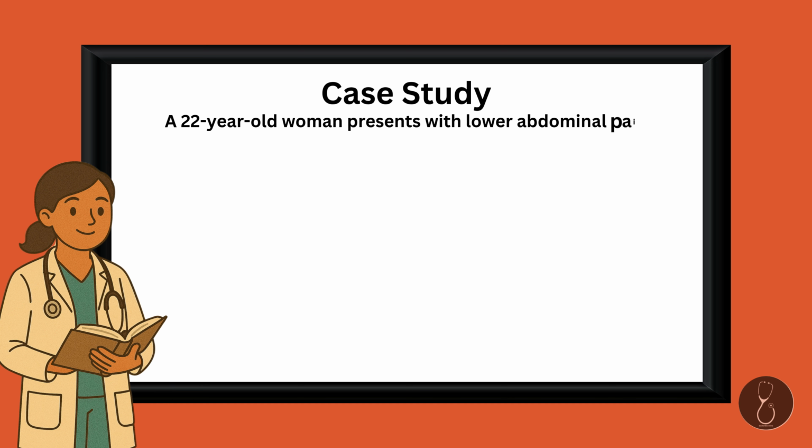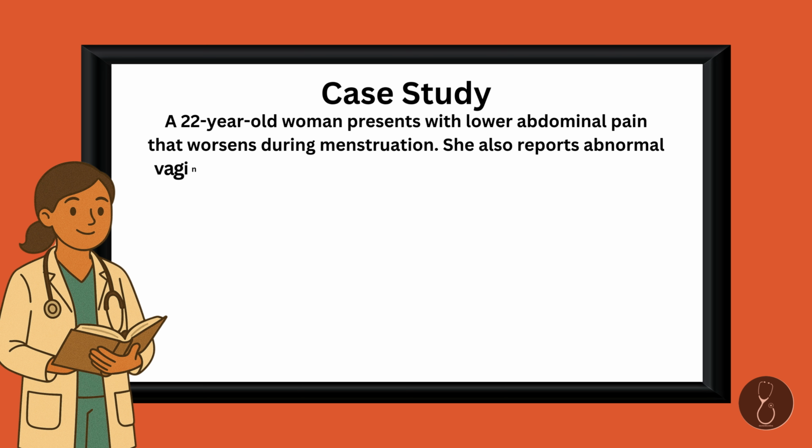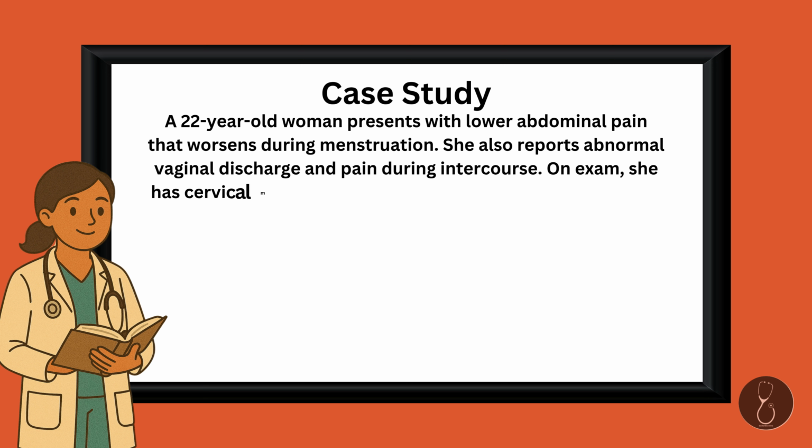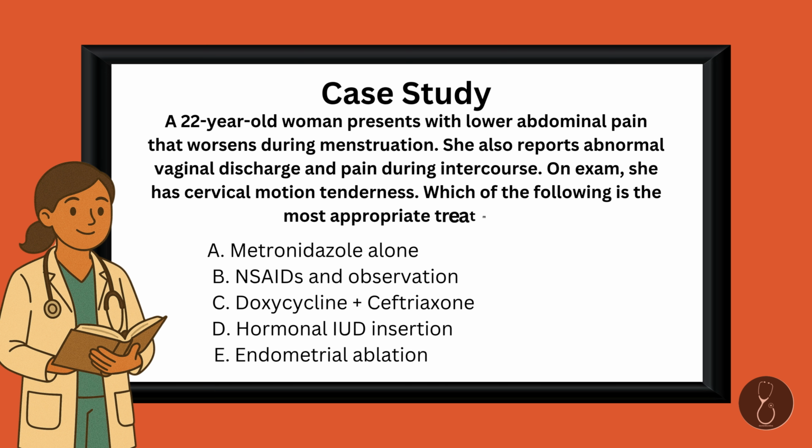A 22-year-old woman presents with lower abdominal pain that worsens during menstruation. She also reports abnormal vaginal discharge and pain during intercourse. On exam, she has cervical motion tenderness. Which of the following is the most appropriate treatment? A. Metronidazole alone. B. NSAIDs and observation. C. Doxycycline plus ceftriaxone. D. Hormonal IUD insertion. E. Endometrial ablation.